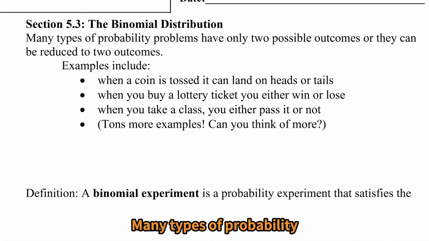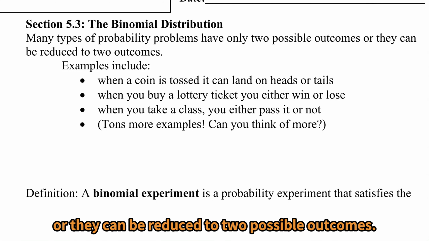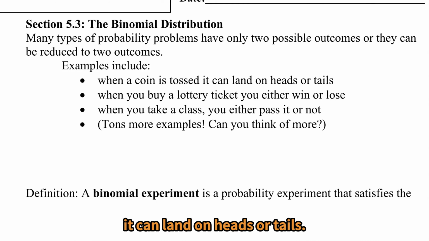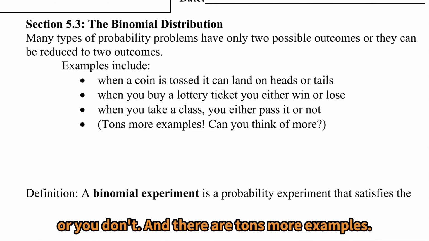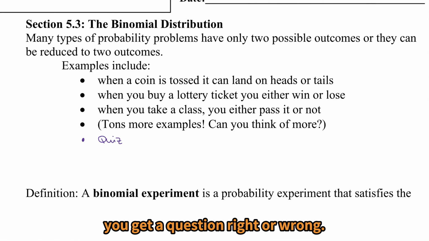Many types of probability problems have only 2 possible outcomes, or they can be reduced to 2 possible outcomes. Some examples: when a coin is tossed, it can land on heads or tails. When you buy a lottery ticket, you either win or lose. When you take a class, you pass it or you don't. And there are tons more examples. The very thing we just did: when you take a quiz, you get a question right or wrong.